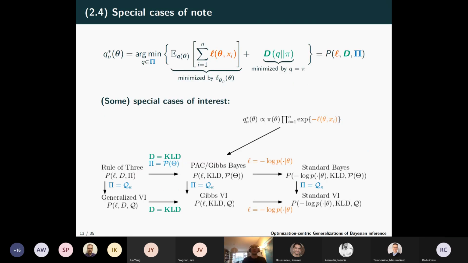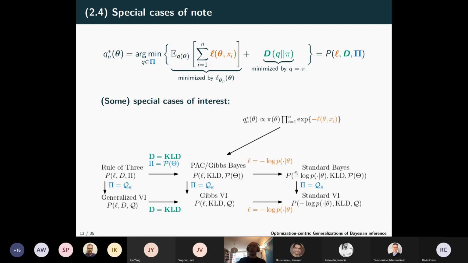Okay, now it's all fine and good to generalize things, but is it actually useful? And here on this slide, I sort of want to convince you that it's useful because these objects are already being considered in various contexts, and all we're doing is taking another logical step towards making it even more general, so it can encompass things in a natural way. So the case we're all very familiar with, obviously, is the standard Bayesian case. We choose a particular loss function, the negative log likelihood. You choose the Kullback-Leibler divergence, and you choose the set of all probability measures.